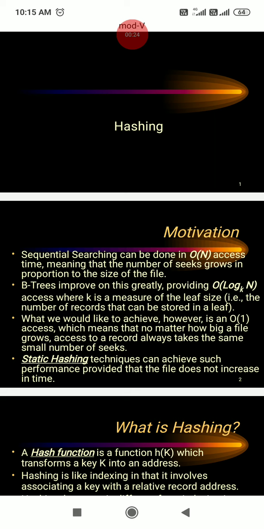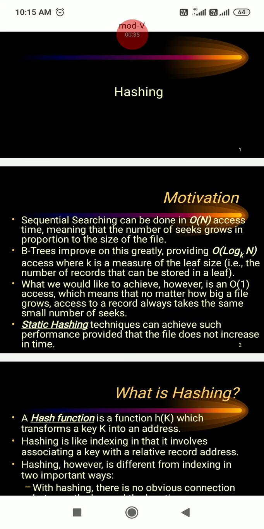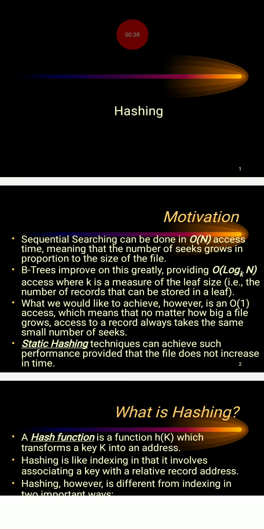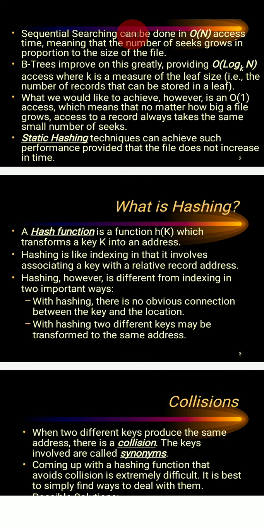Next, similarly, if you go with a B tree, it improves the approach. But whatever the access we want, we want to get the information in only one access, hence we go for the hashing technique. Static hashing can be achieved only if the file size is not increased. Next we will see hashing.